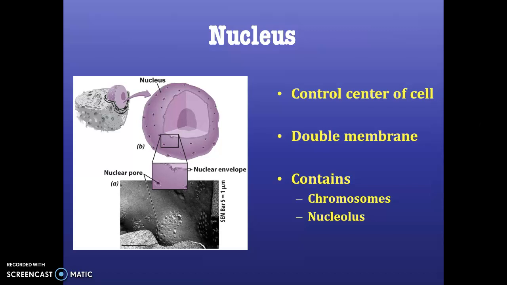Also, inside the nucleus is a very, very important structure called the nucleolus. The nucleolus is important in that it produces a very special organelle called a ribosome. And as we'll learn as we go through these different parts, the ribosome is very, very important to us and all living things.